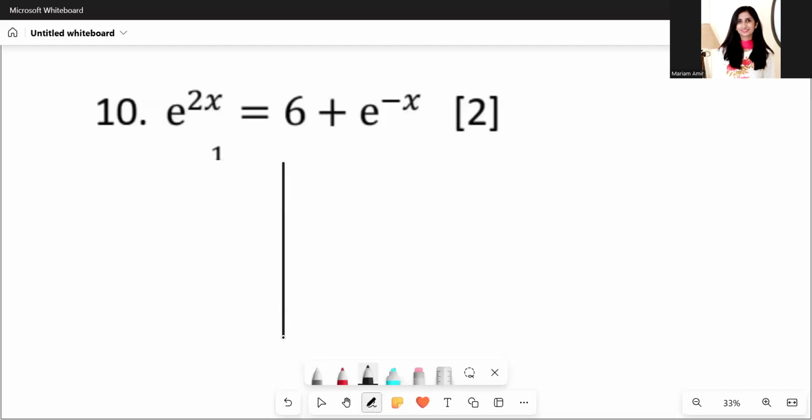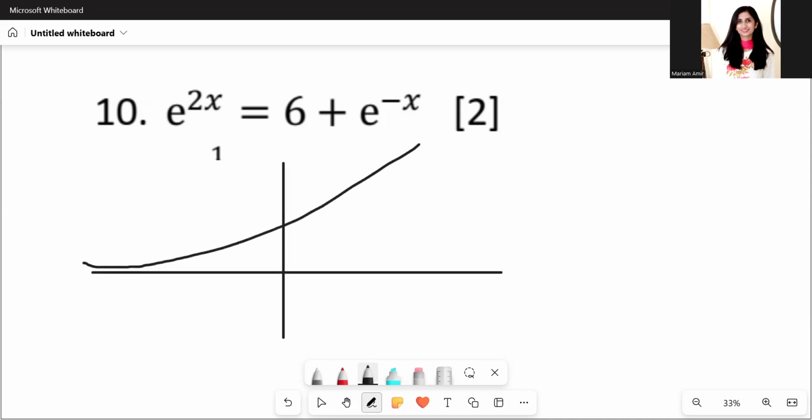All right. Next is the graph for e power 2x. The shape is the same as the graph for e power x, so it's going to look the same. It passes through 1 on the y-axis.